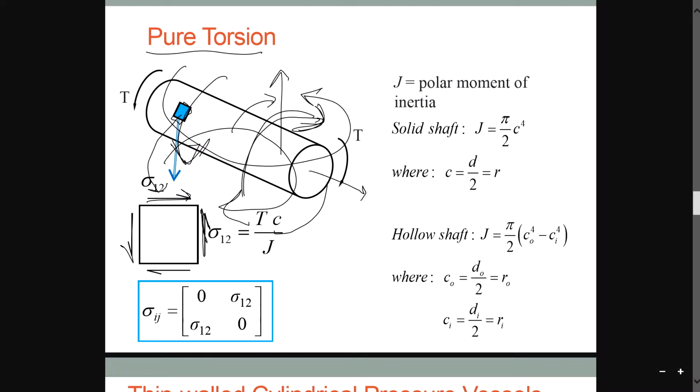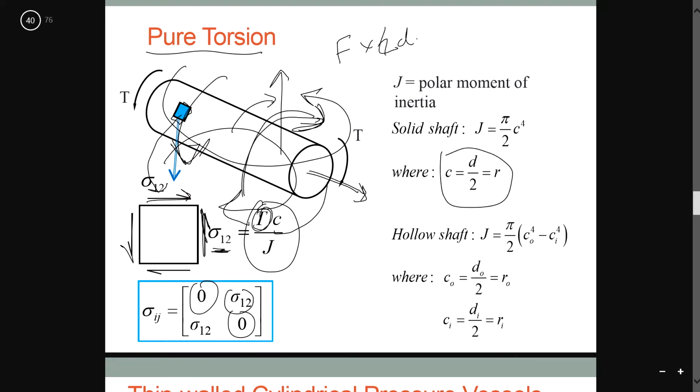For this pure torsion, sigma 1, 2 is equal to Tc over J. Since we know that there will be no normal stresses, these are all zeros, and sigma 1, 2 is just pure torsion. T is simply the torque force times its perpendicular distance, while C itself is the diameter over 2, the radius of the cylinder, and J is equal to pi over 2 times C to the power of 4, where C is D over 2, or the radius to the power of 4.